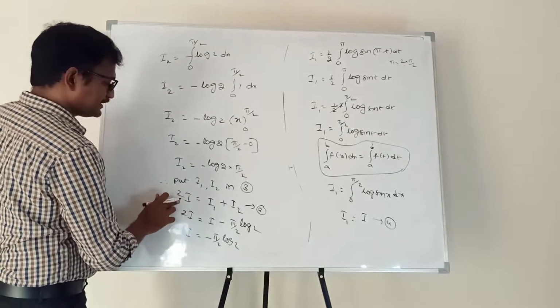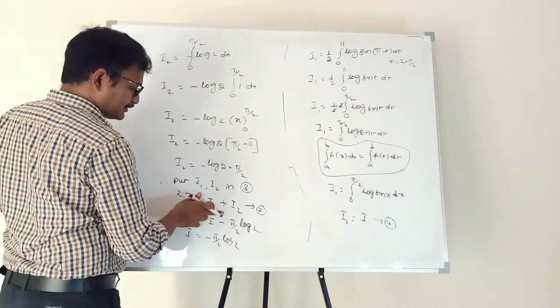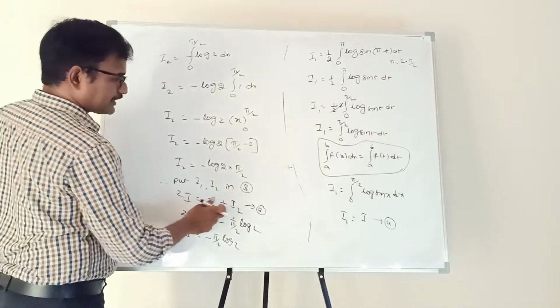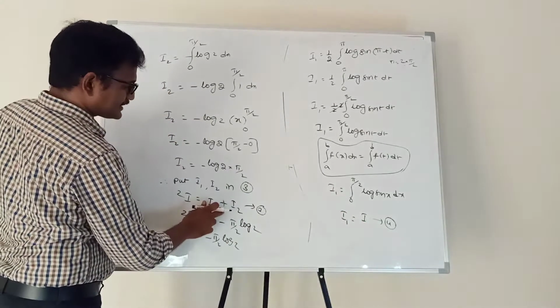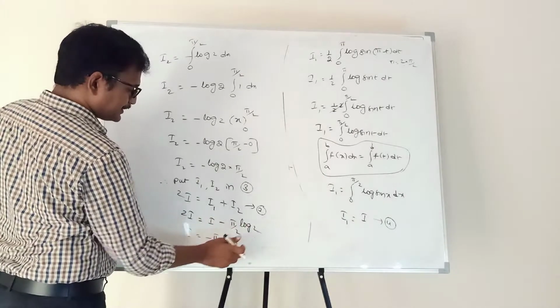Equation number 3: 2I is equal to I1 plus I2. 2I is equal to the I1 value we got, I, plus the I2 value we got, minus pi by 2 into log 2.